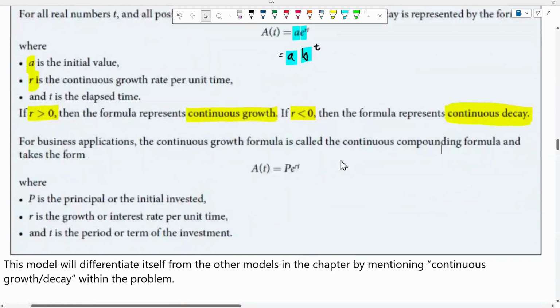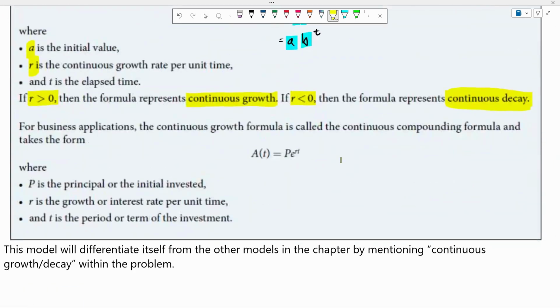And then, of course, there's still a financial application to all this, right? The P is the principal amount, or the initial amount invested. R is still going to be the growth or interest rate per unit time. And the rules from above still apply. If your R is bigger than 0, you are growing. If your R is less than 0, you are decaying. That's it.